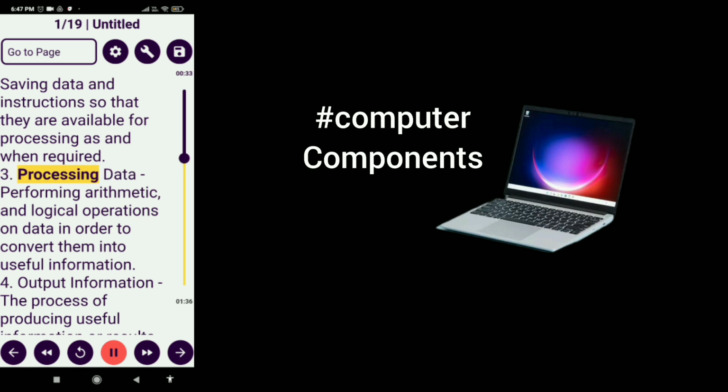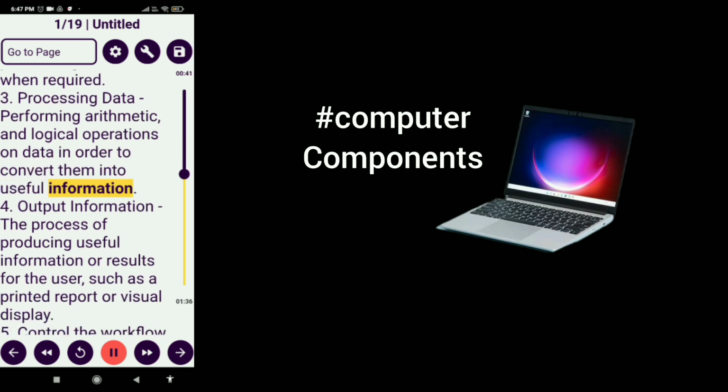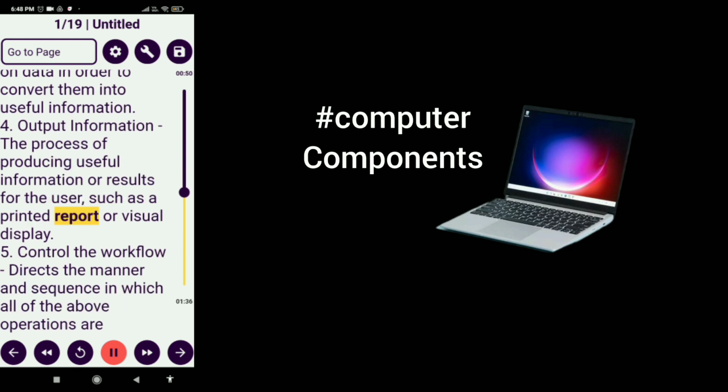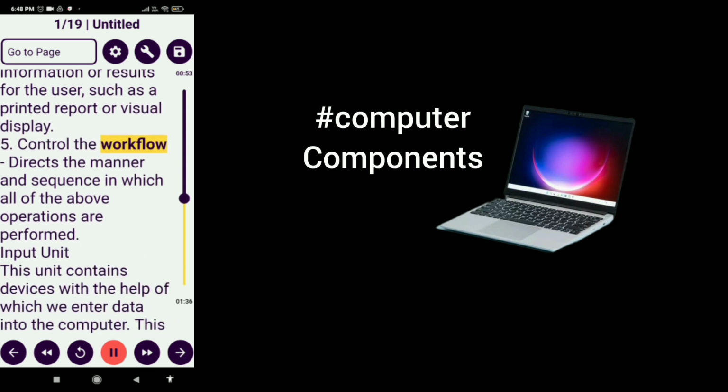3. Processing data, performing arithmetic and logical operations on data in order to convert them into useful information. 4. Output information, the process of producing useful information or results for the user, such as a printed report or visual display. 5. Control the workflow, directs the manner and sequence in which all of the above operations are performed.